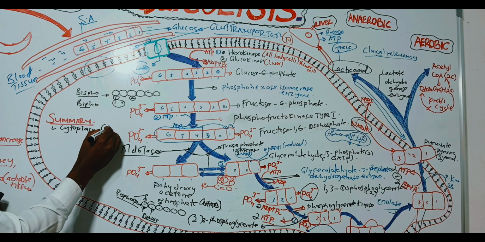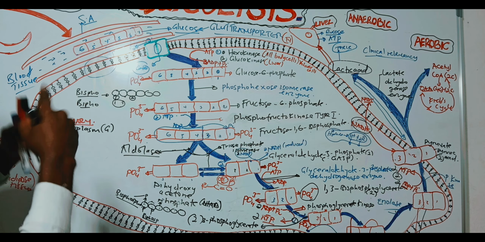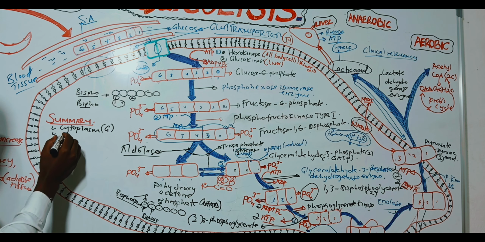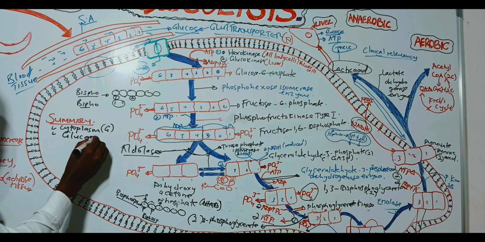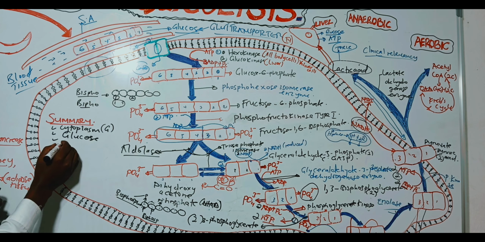Glycolysis takes place in the cytoplasm here. Then what is the substrate? What was the substrate that was being broken down? It was glucose. This is glucose that was broken down. Then what is the product that we gave out? This was what we call the pyruvate.